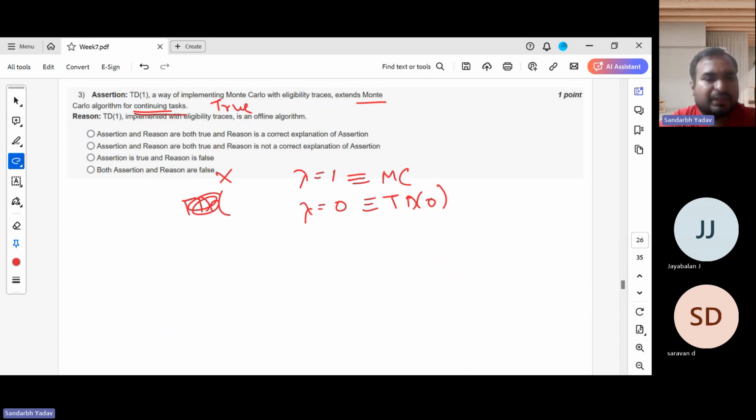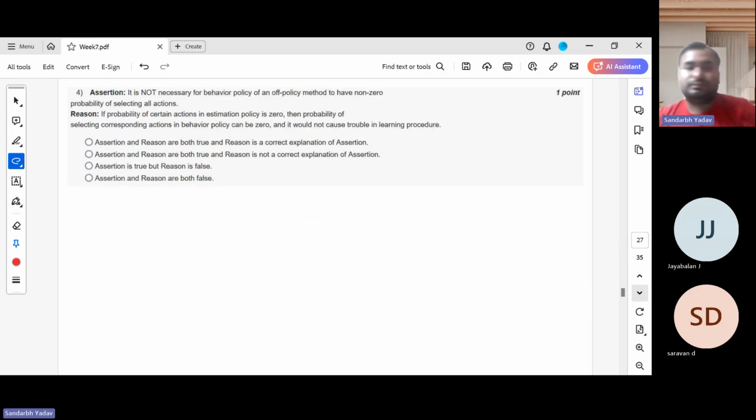Now, if there is any doubt, you can ask me. Otherwise I'll move to the next question. Okay, then either way, I'll move to question 4. Again, another assertion-reason kind of question. It says that it is not necessary for the behavior policy of an off-policy method to have non-zero probability of selecting all actions.